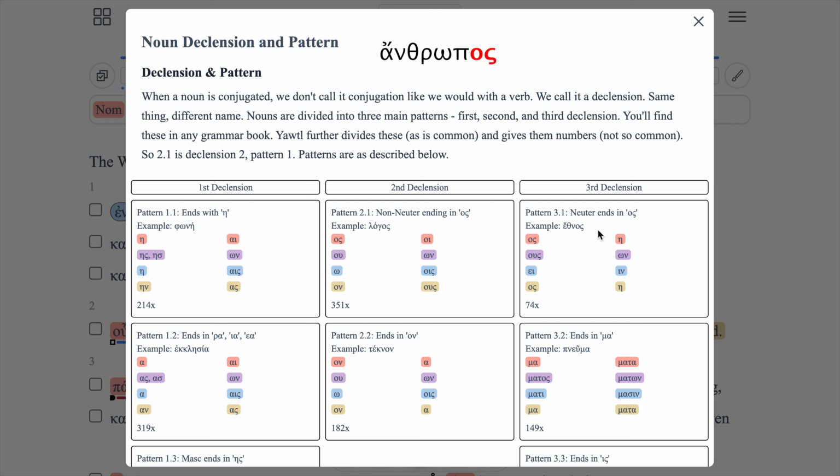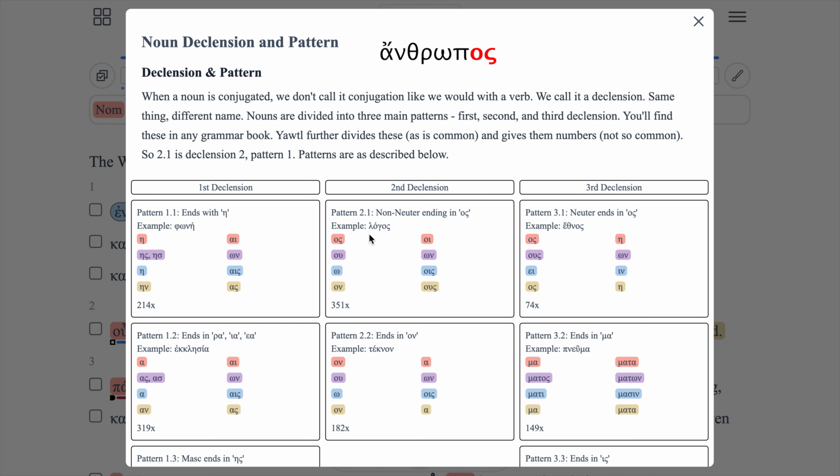So now we need to know the gender. Anthropos is a masculine noun. We mostly have to memorize the gender when we memorize the word, but there are some general patterns. Many nouns that end in omicron sigma are masculine, and many nouns that end in eta or alpha are feminine. Over time, you'll start seeing more gender patterns as you learn more nouns. So since anthropos is a non-neuter gender and ends in omicron sigma, we know it'll be a 2.1 noun.